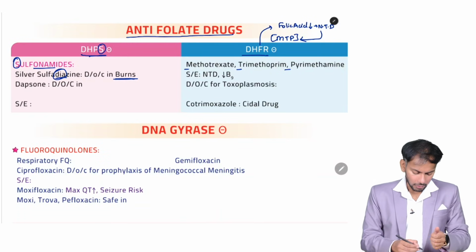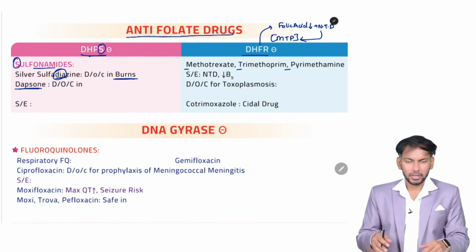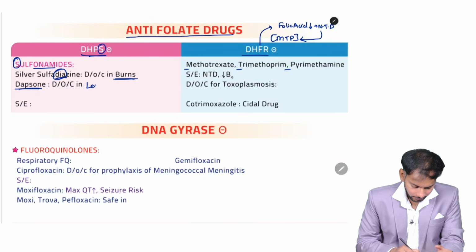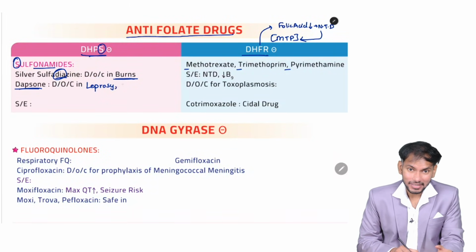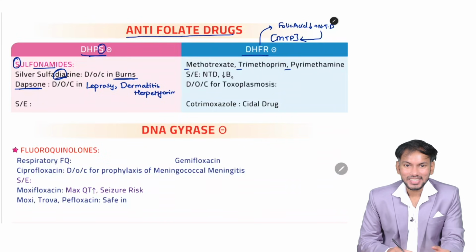These are sulfonamides. Now, dapsone. Dapsone is also a sulfonamide, but it does not have sulfa in the name. This is what I want you to remember, dapsone. Dapsone is drug of choice in leprosy as well as dermatitis herpetiformis. Now, what is the side effect of this?